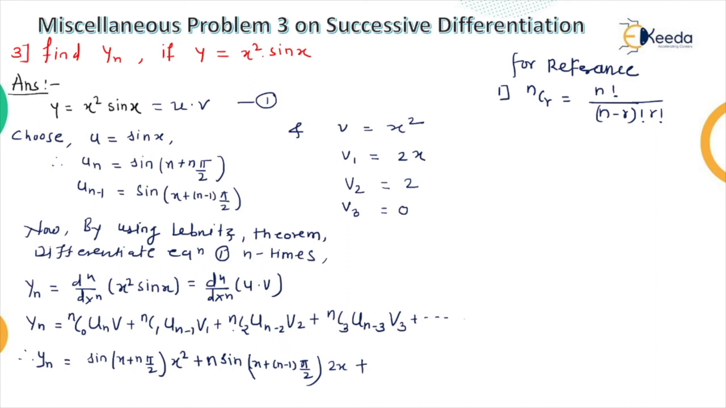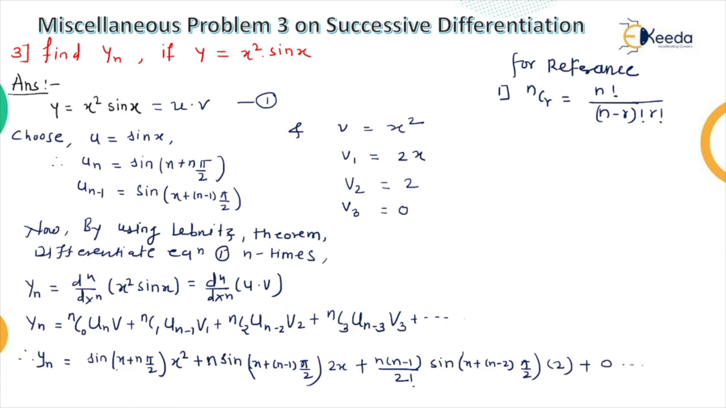nC2 means n into (n minus 1) divided by 2 factorial, because of that nC2 the formula u_(n-2). What will you get? u_(n-2) will be sin of x plus (n minus 2) pi divided by 2, guys. At that time v2, the second derivative of v, is 2, guys. And if we take the third derivative, it becomes 0, so the process stops here.